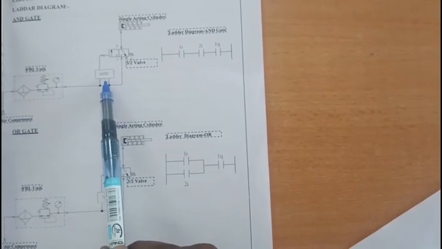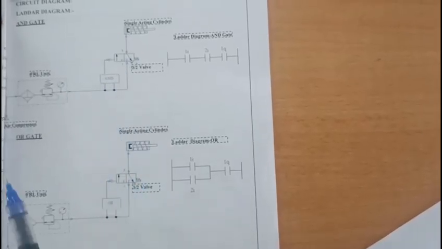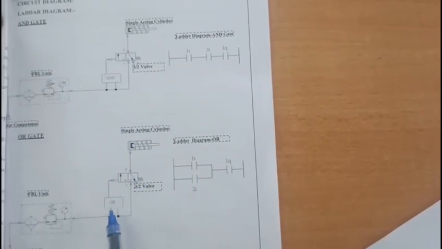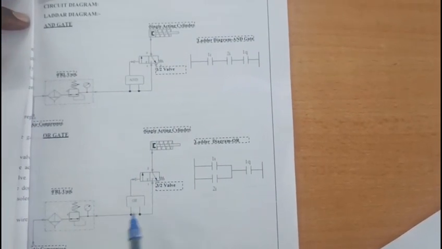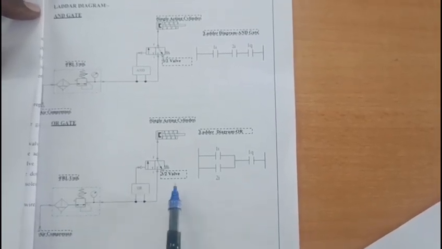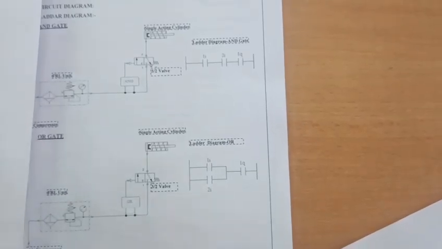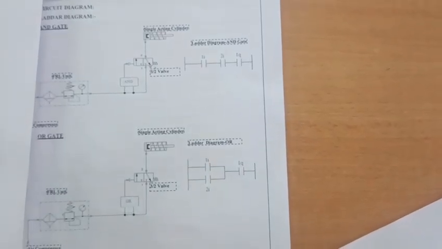The gate is connected to the PLC. In that portion we are using PLC. Okay, and OR gate. So here also we are using the same circuits for the OR gate operation: air compressor, FRL unit. Next we are going to see how the PLC is connected with the real-time circuits.